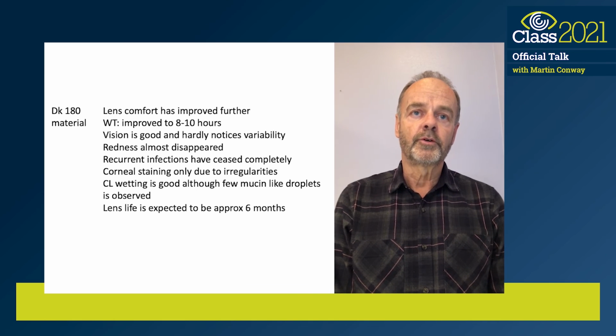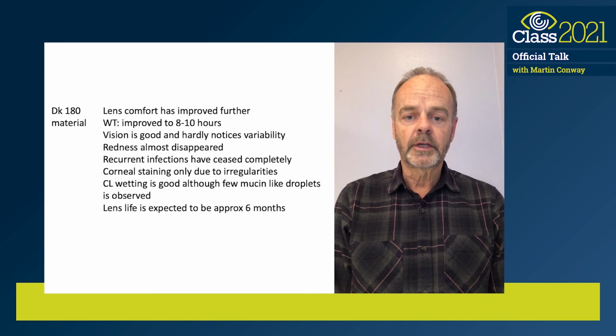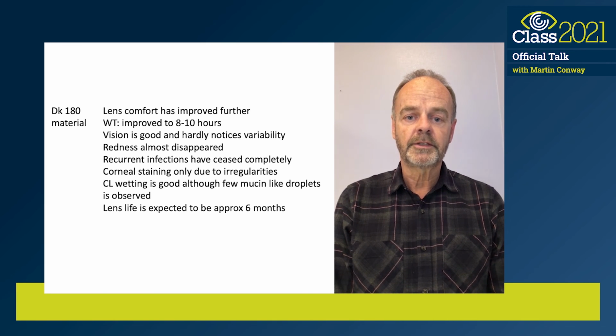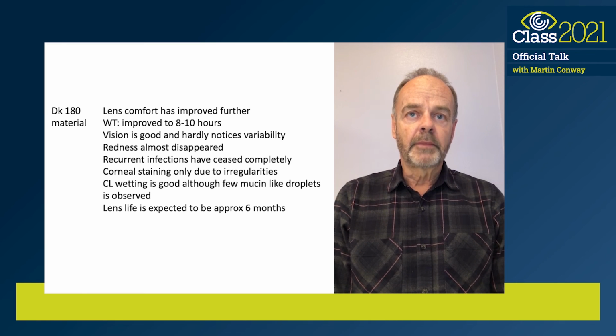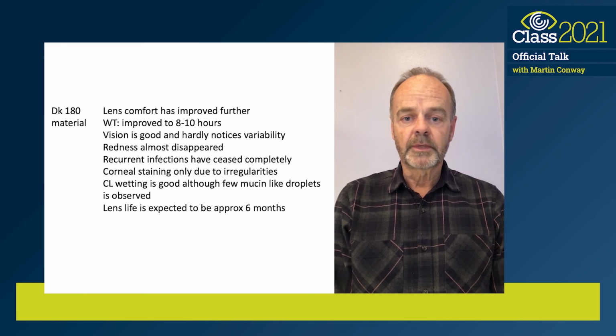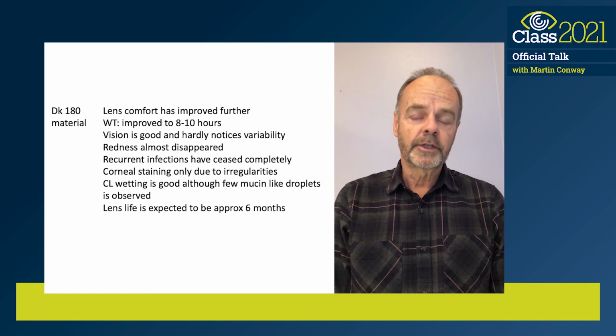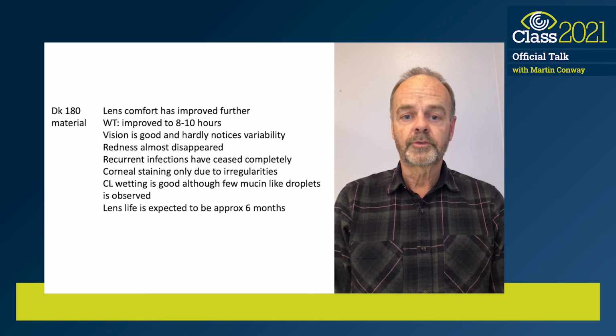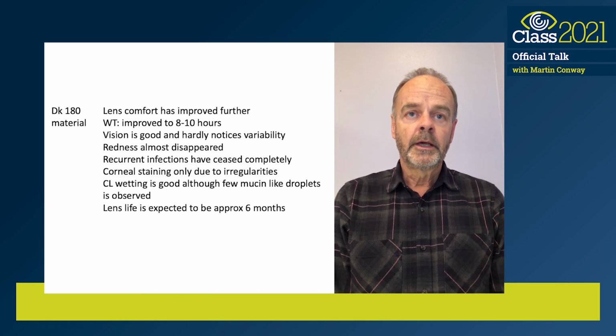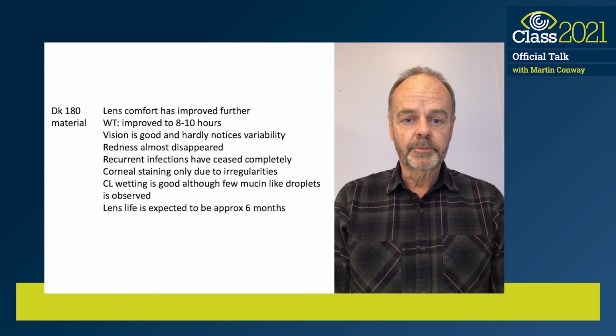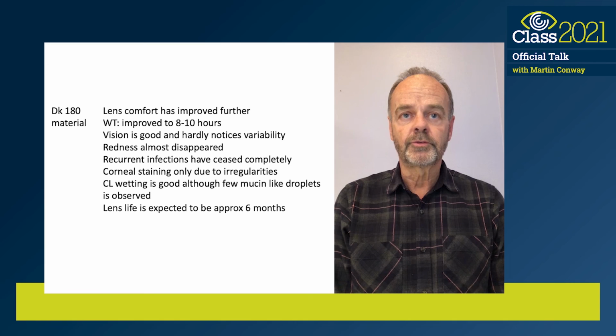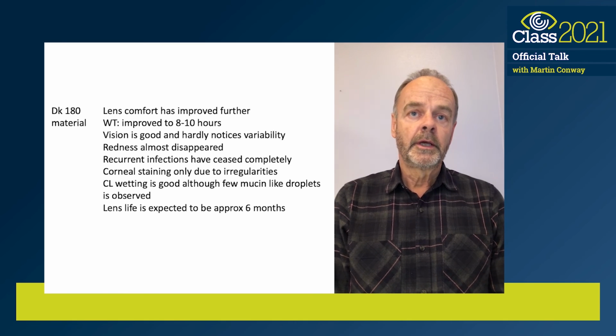We didn't change the solution, so the lens design and the care regime were exactly the same as with the previous lenses. The outcome was certainly an improvement over the lower DK materials. About a year and a half ago, we changed her again to a higher DK material, about 180, and that made quite a dramatic improvement. Lens comfort improved, and wearing time doubled again, to about 8 to 10 hours a day. Her vision was very much better. Hardly any variability is noted during the daytime. Her redness has almost disappeared.